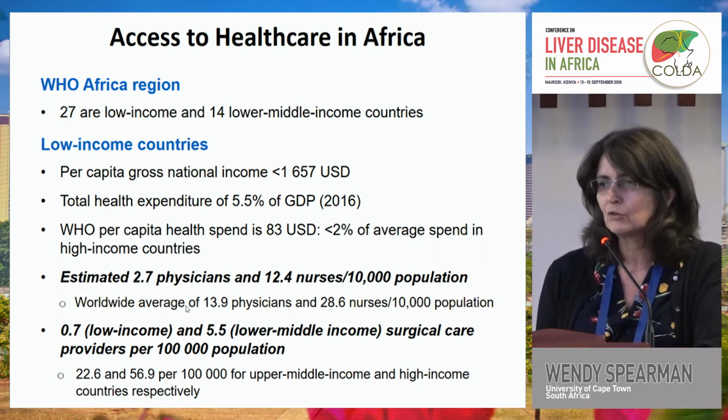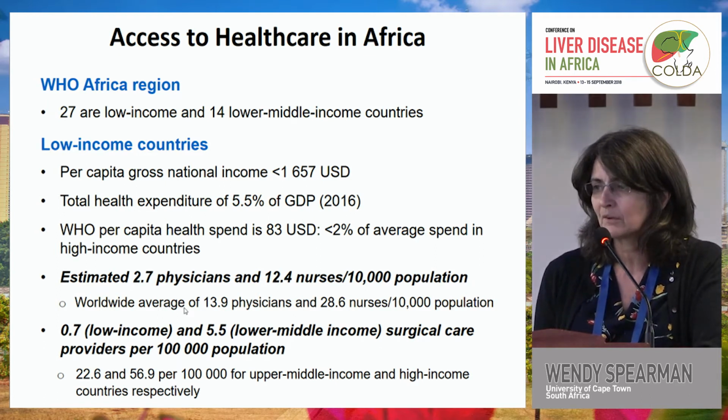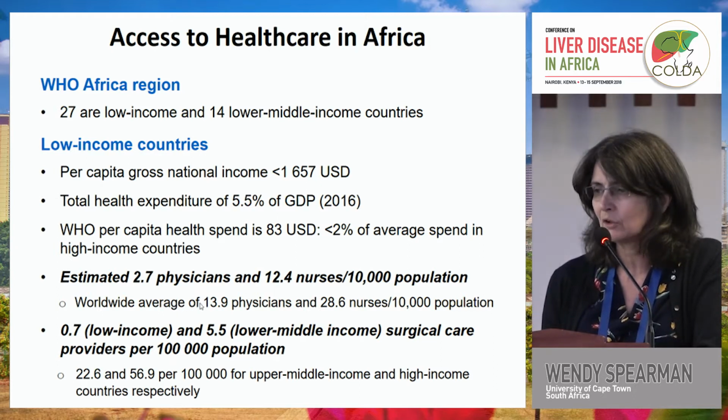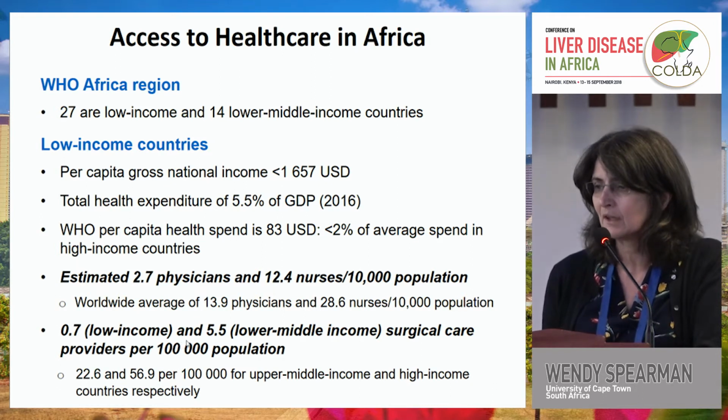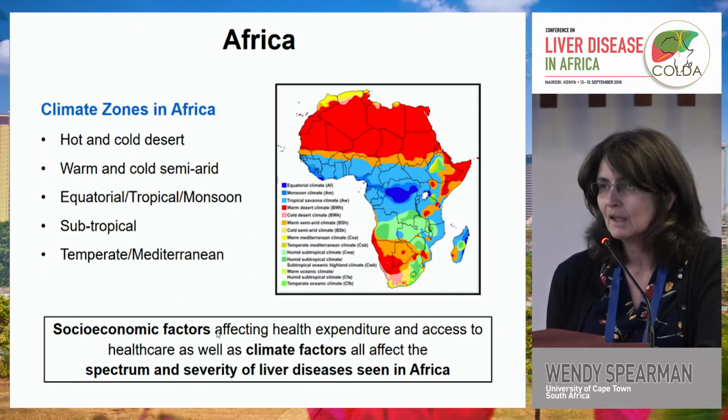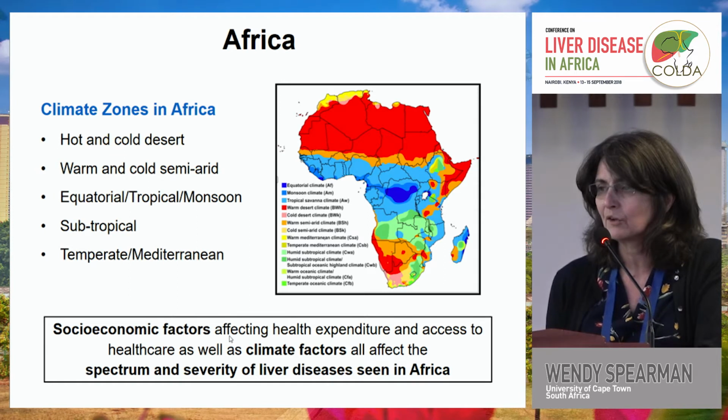It's estimated that there are only 2.7 physicians and 12.4 nurses per 10,000 population. This contrasts with a worldwide average of 13.9 physicians and 28.6 nurses. Even worse is our ability to provide adequate surgical care, which is 0.7 providers in low-income countries and 5.5 in low-middle income, per 100,000 population, contrasting very poorly with 22.6 and 56.9 per 100,000 in upper middle income and high income countries respectively. In addition, there are a number of different climatic zones throughout Africa, which obviously has an impact on infectious diseases.